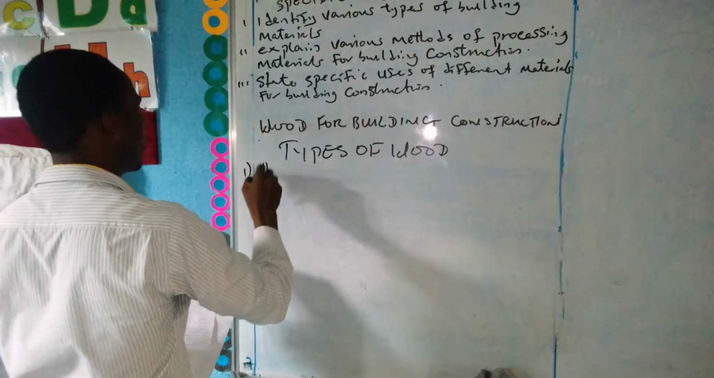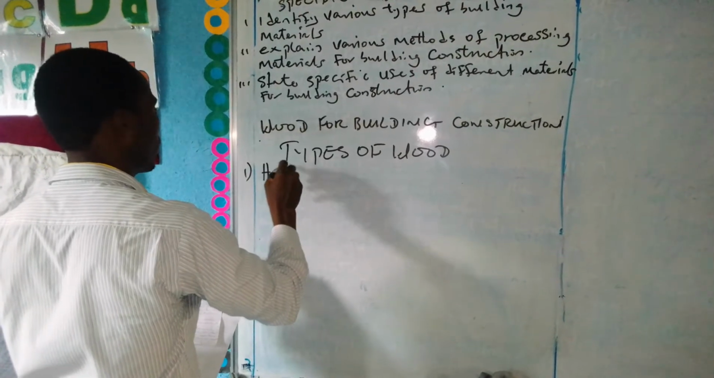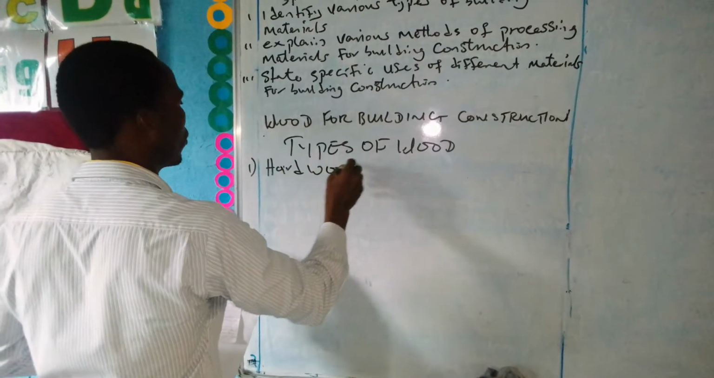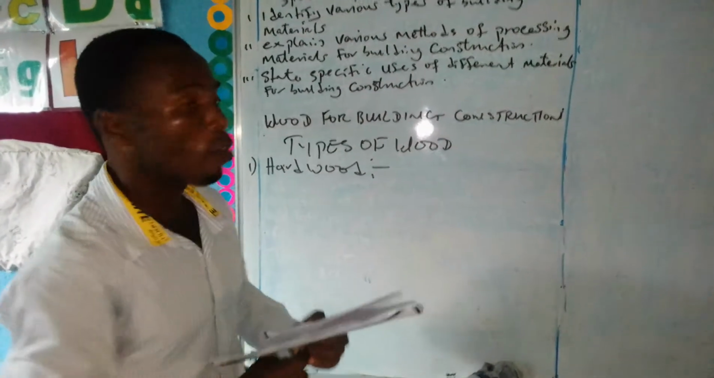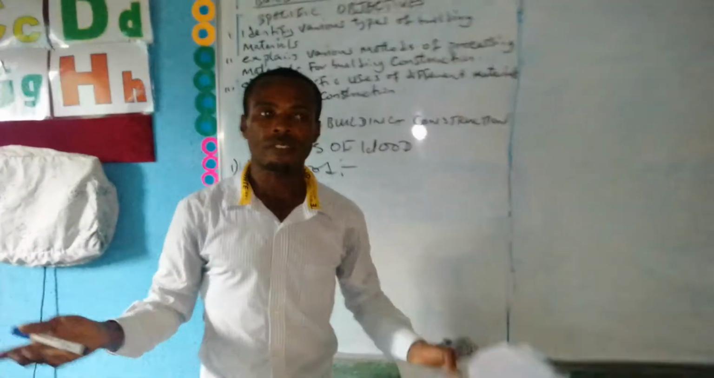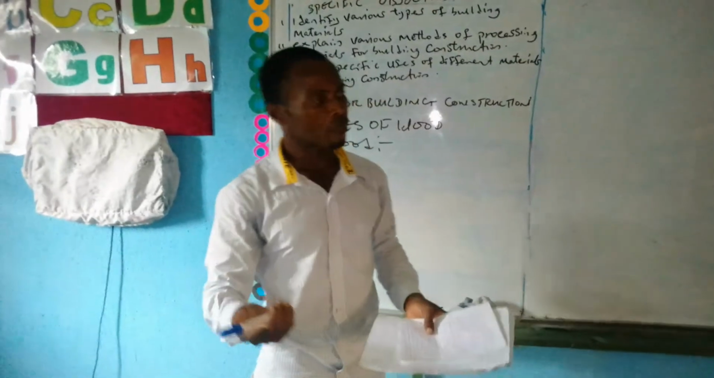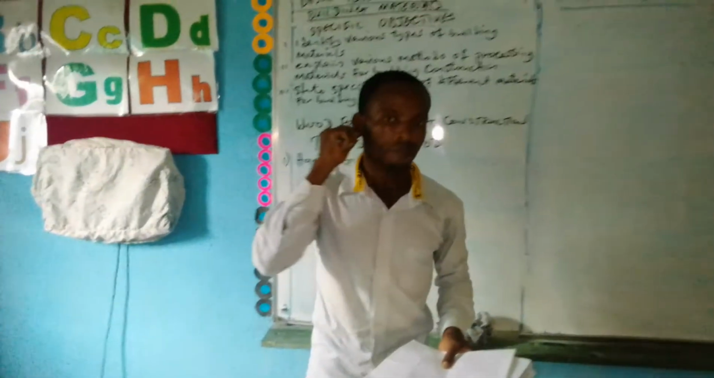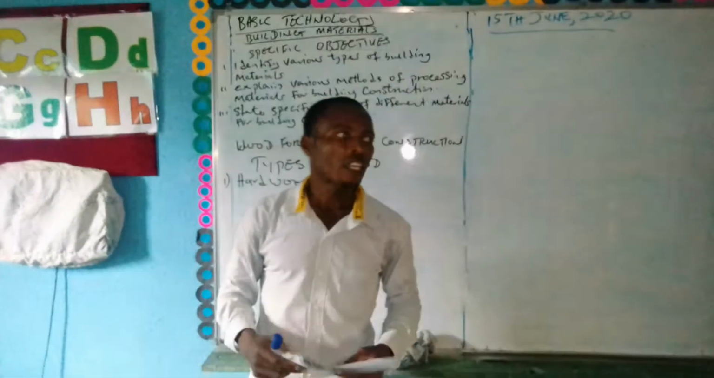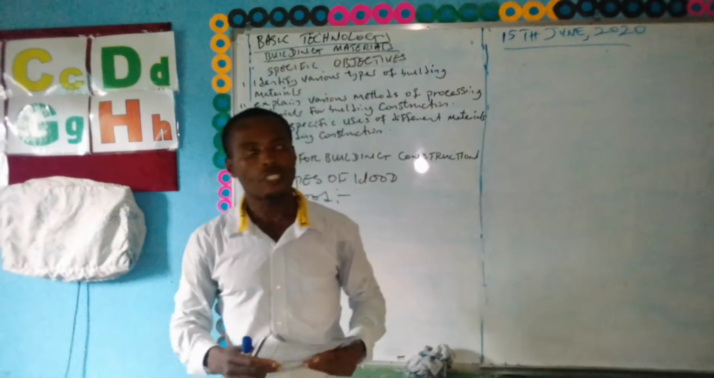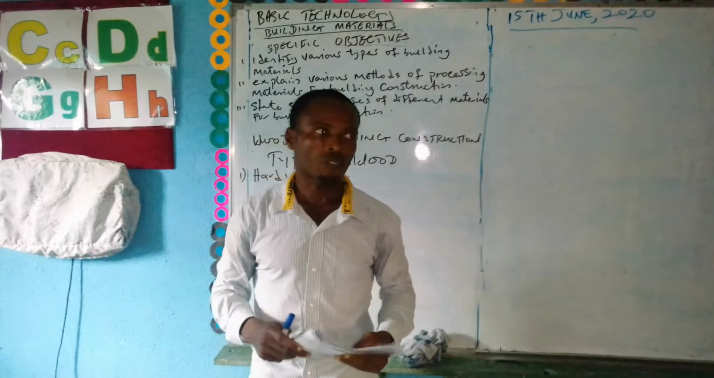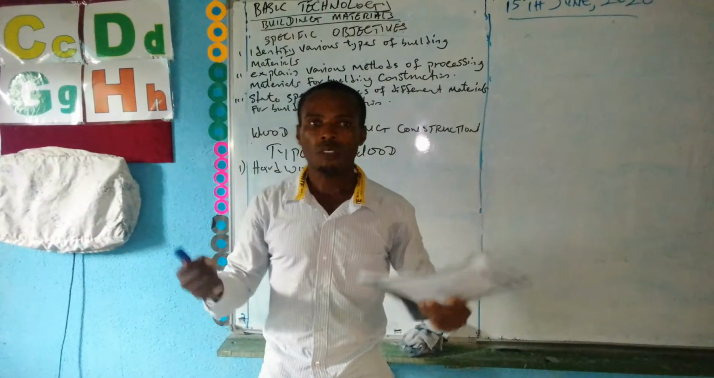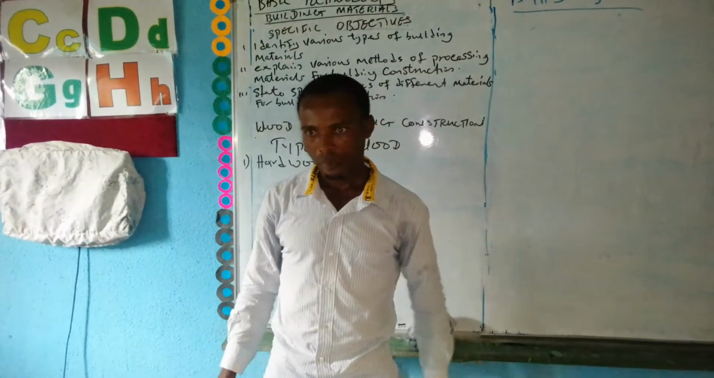We have number one, hardwood. Hardwood is obtained from deciduous trees. Why are they called deciduous trees? They are called deciduous trees because in the dry season they shed their leaves. They shed their leaves in order to do what? To avoid water loss. They shed their leaves to conserve water.